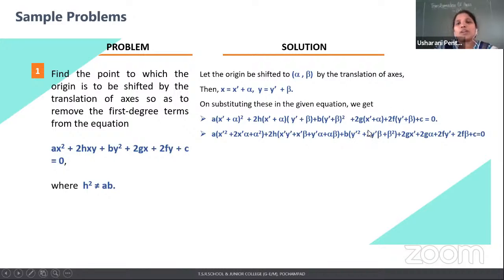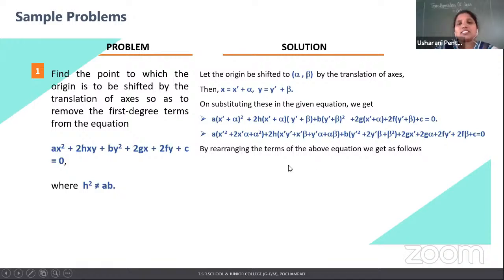This can be written as y dash square plus 2y dash beta plus beta square plus, we are just multiplying this inside, that is 2g into x dash plus 2g alpha plus 2g into y dash plus 2f y dash plus 2f beta plus c is equal to 0. Now we are multiplying the terms which are outside the brackets inside.